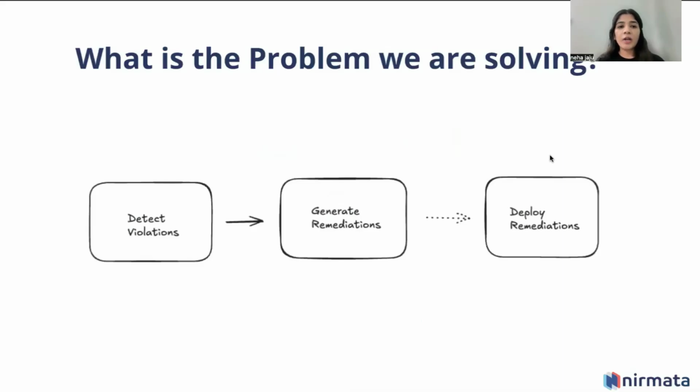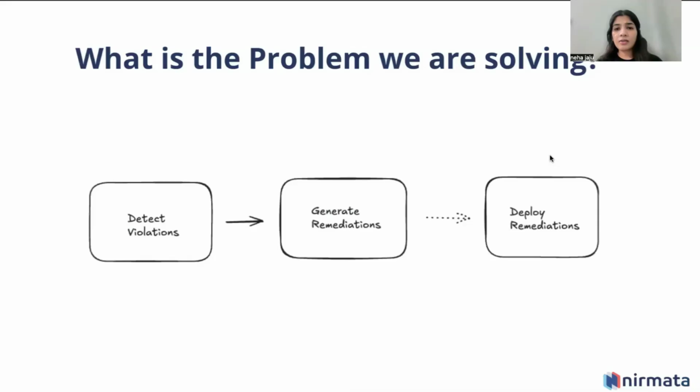So, let's start with the problem. Kyverno is excellent at detecting policy violations. It continuously tells us what's wrong in the cluster. But fixing those violations is still a manual process. Someone has to identify the affected resource, find the Git repository that owns it, update the manifest, create a pull request, get it reviewed, and finally let GitOps synchronize it back to the cluster.